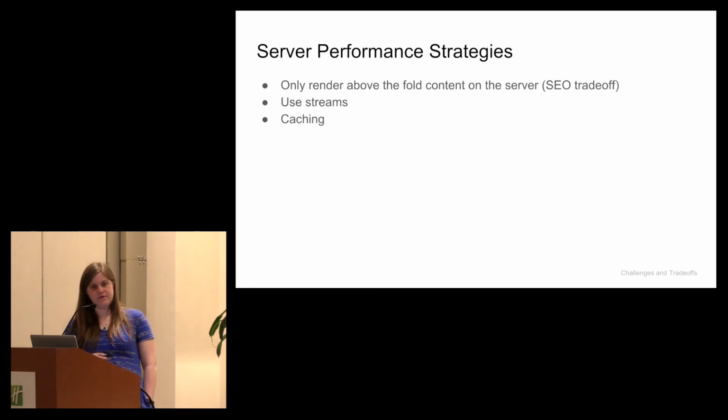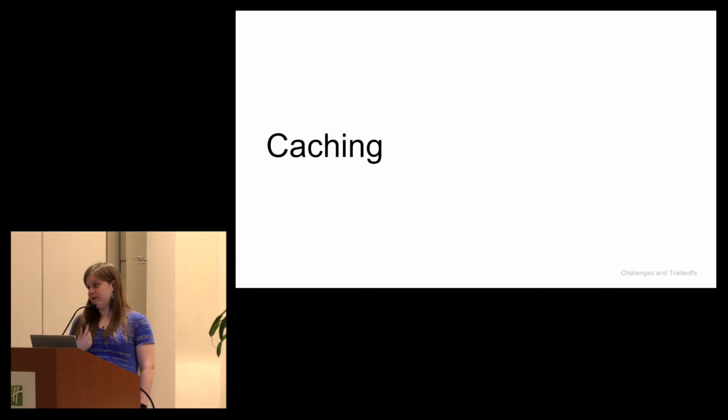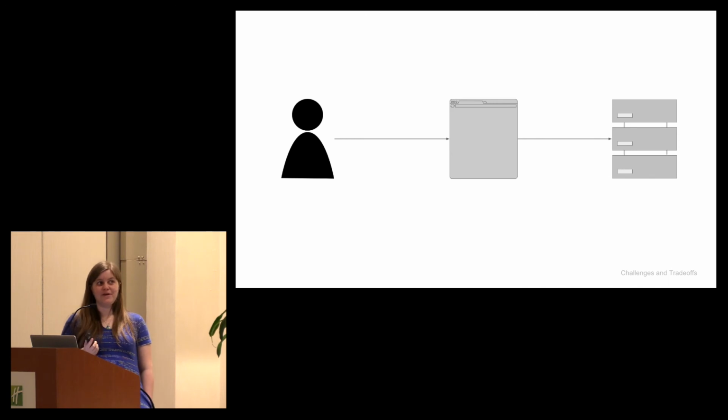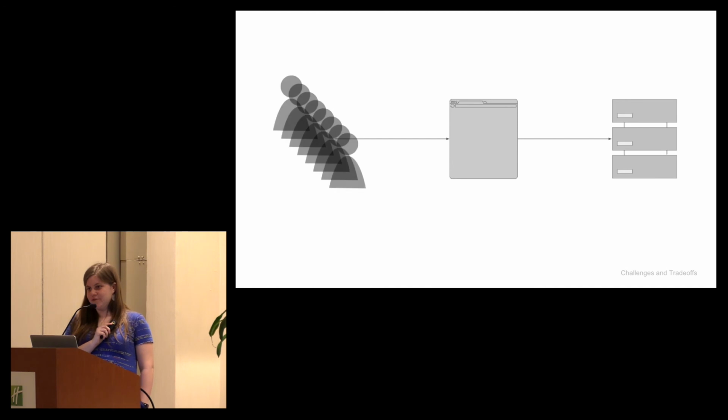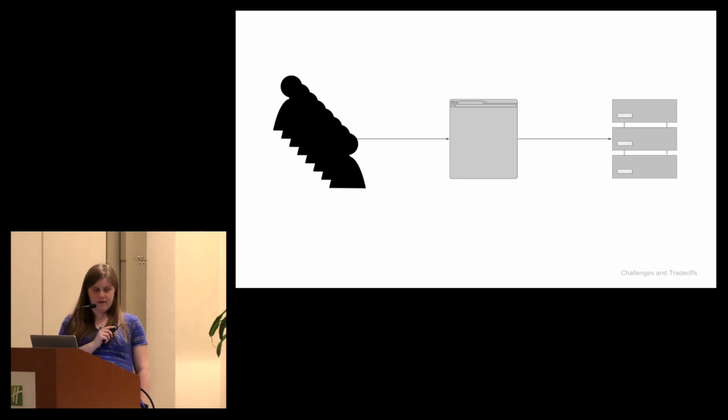And then you can use caching. But caching is a whole topic of its own. I could probably talk about caching and isomorphic app architecture for a whole 40 minutes by itself. So really quick, why would you want to use caching? Because it hides your server problems. And also, when you go from one user to a bunch of users, it saves your server from getting overwhelmed.